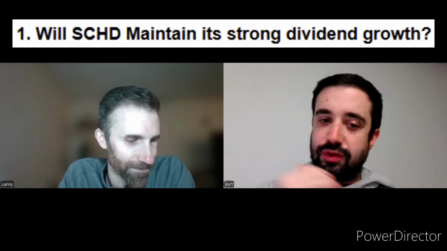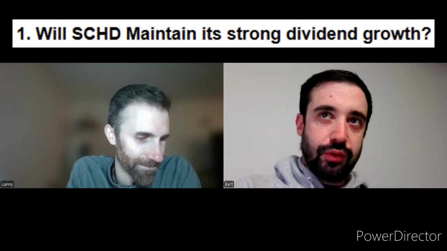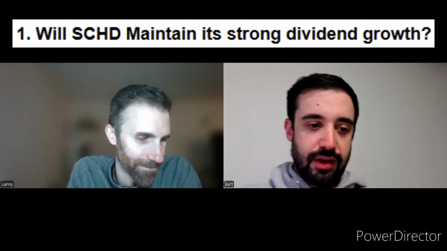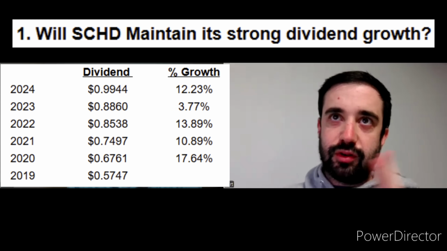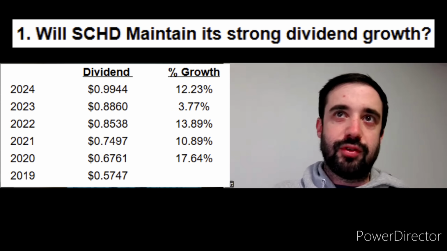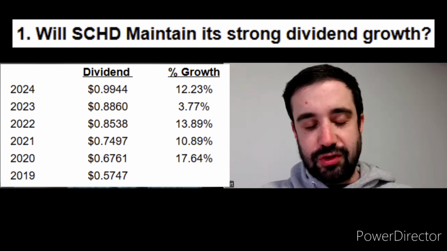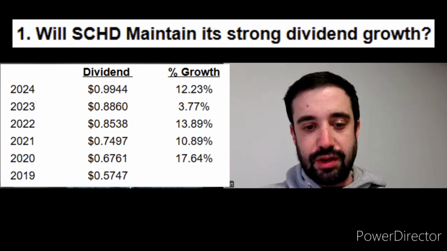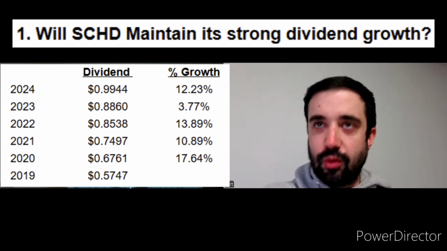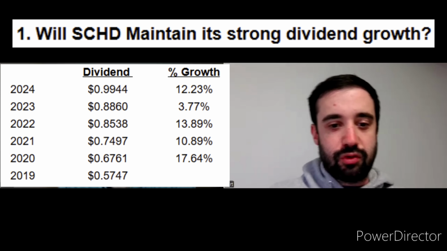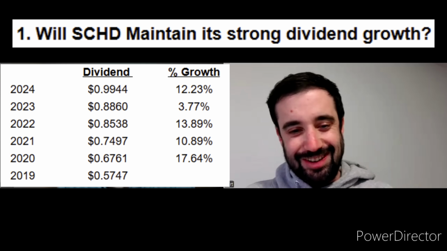SCHD historically had a strong 5-year average dividend growth rate. 2020, 17%. 2021, 11%. 2022, 13.89%. But then there was that dud of a reconstitution landing in 2023. Yeah, a terrible one. Their dividend growth rate in 2023 was just terrible.